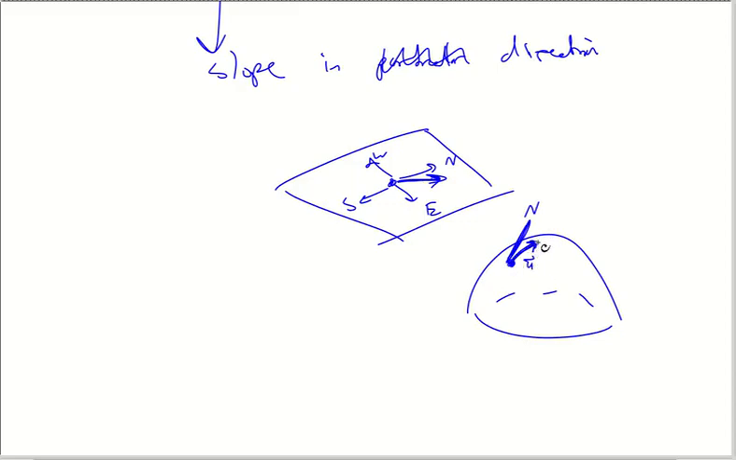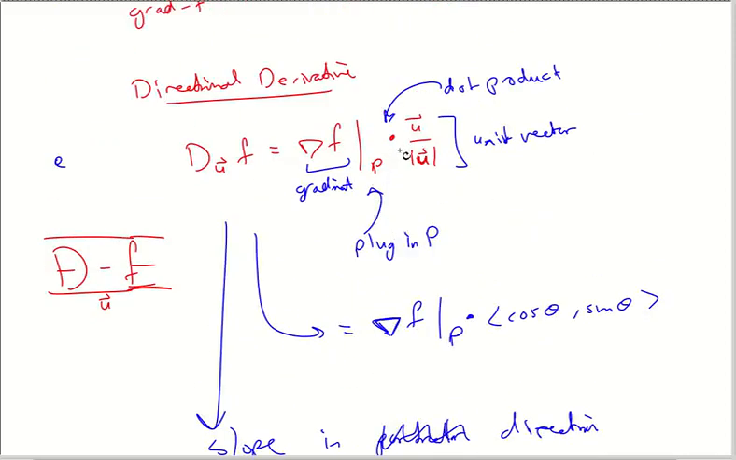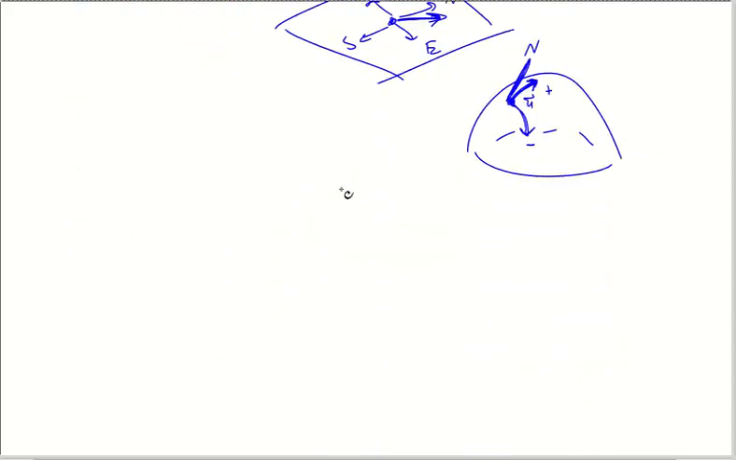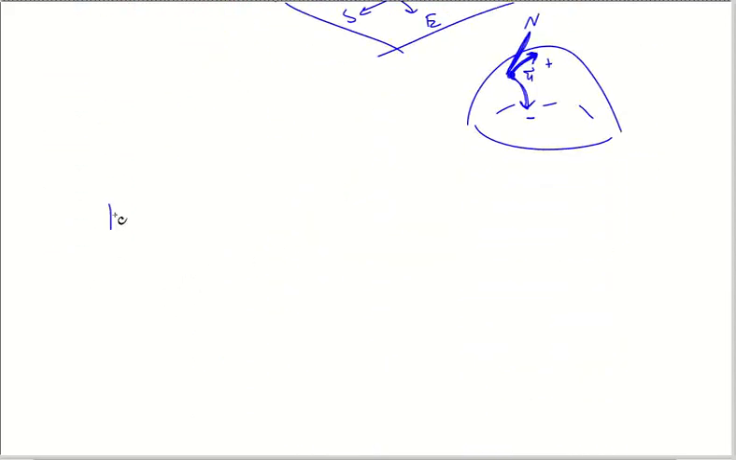If you're going up, you would get a positive. If we're going this way, you would get a negative because you're going down. It's a dot product, so you're going to result in a number, a scalar, and it'll tell you how much up and down you're going. But again, it's just a slope.